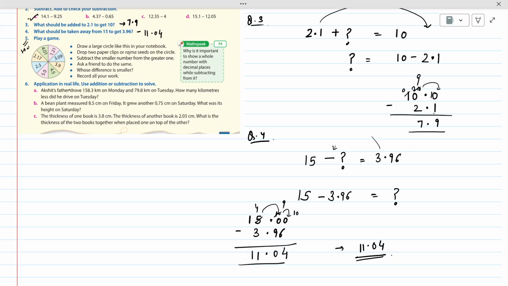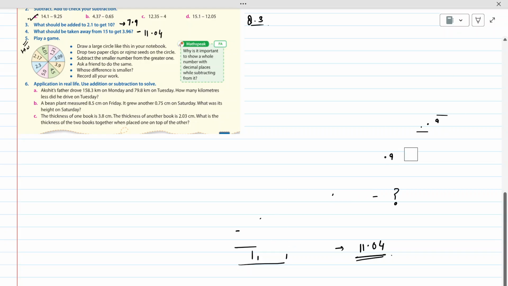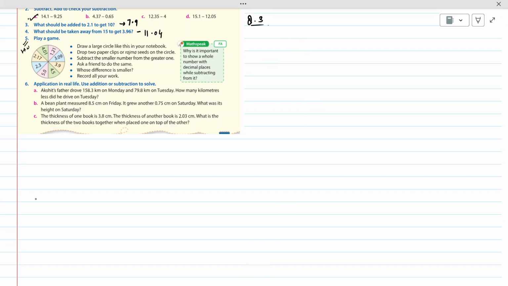Now, next, the last part, question number 6, is application in real life of these decimal numbers, where we have to either use addition or subtraction to solve these questions, or maybe the combination of both. So let's see. The first part says Akshit's father drove 158.3 kilometers on Monday and 79.8 kilometers on Tuesday. How many kilometers less did he drive on Tuesday?